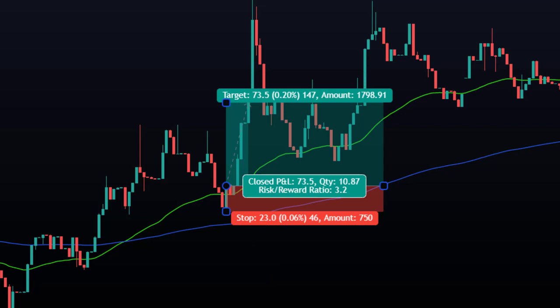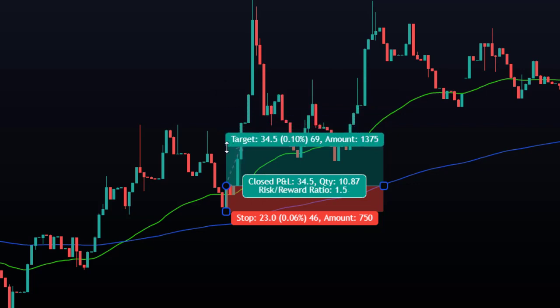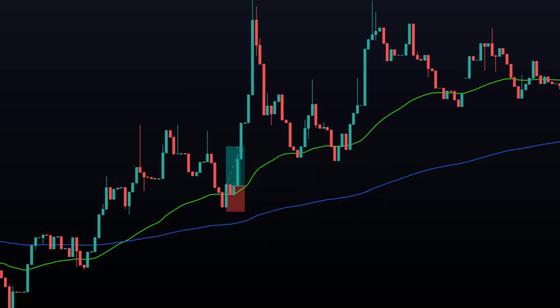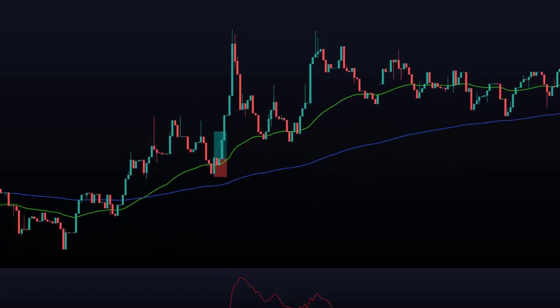Next, we set our take profit target 3 times as high as the value of the ATR. So that is 3 times 11.60, which comes out to a value of 34.8. We see that this position was profitably closed within 3 minutes.